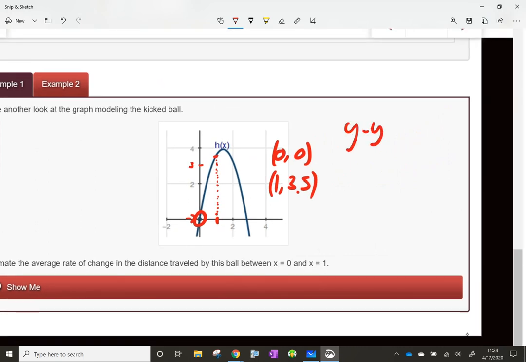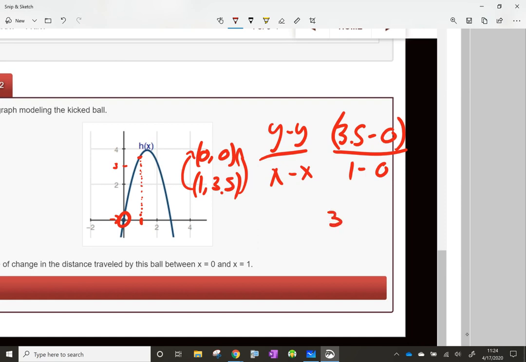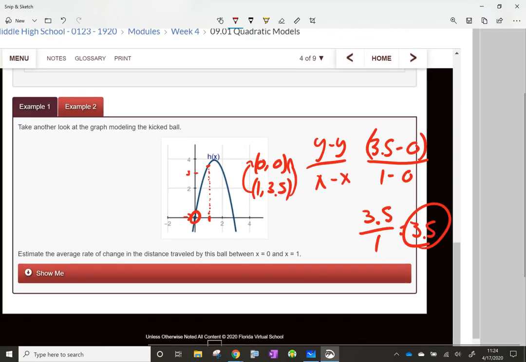Remember, y minus y over x minus x. So y minus y, let's do the second one minus the first. So 3.5 minus the 0. And then x minus x, the 1 minus the 0, 1 minus 0. So that just simply becomes 3.5 over 1, which is just 3.5. So that one's just using the graph.